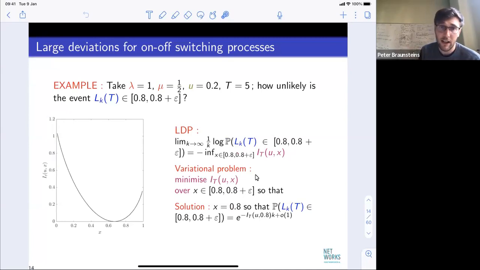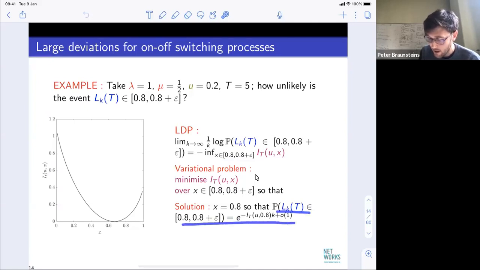What about if we're just looking in some kind of small ball? Now instead of looking at the event that the edge density is unusually large, or greater than or equal to 0.8, how about we look at the probability that it's very close to 0.8? Well, then we have a slightly different variational problem, but the outcome is exactly the same. We get the exact same expression for the rate at which the probability decays.